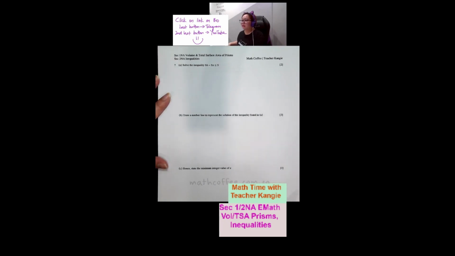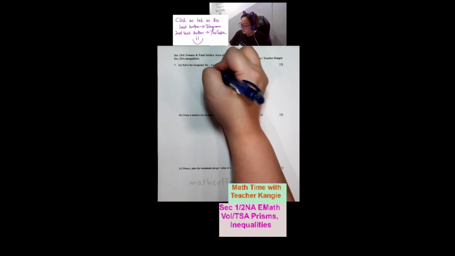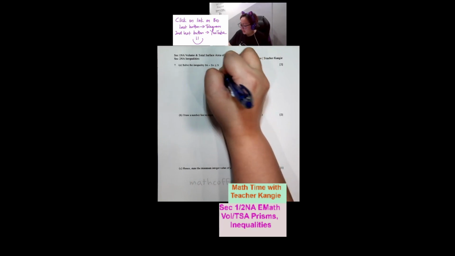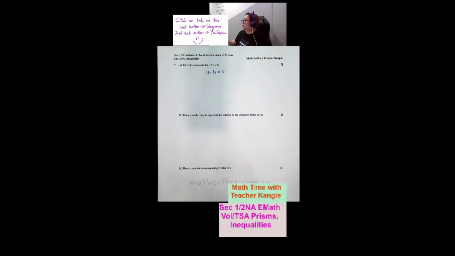Okay, let's move on to question number 7. So now the inequality increased a little bit of difficulty, but still manageable. Solve the inequality. So I'm going to write out the question. 16 minus 3x less than or equal to 5.